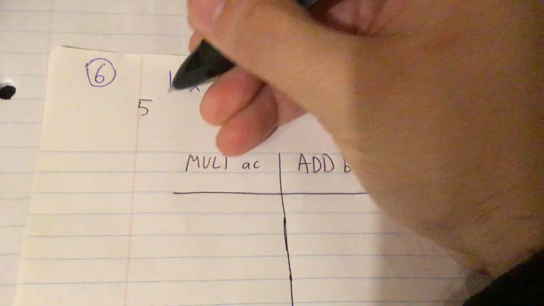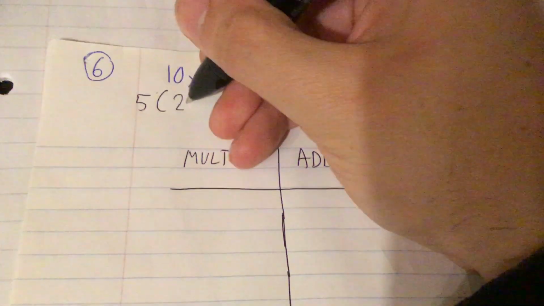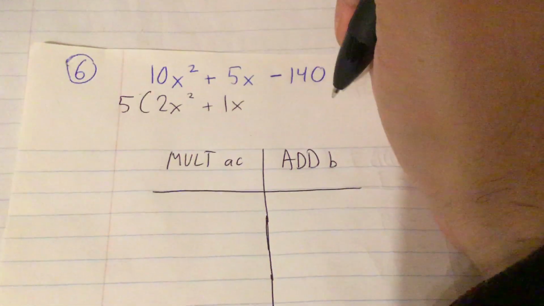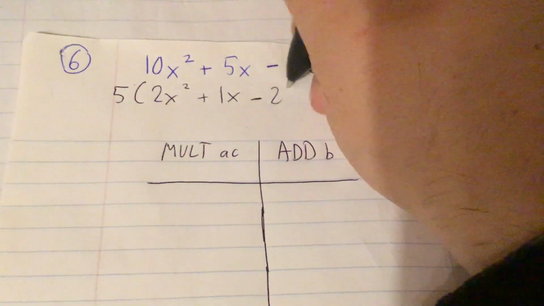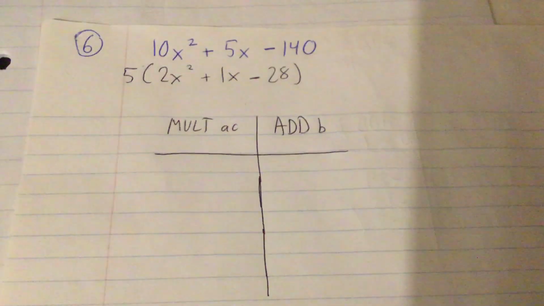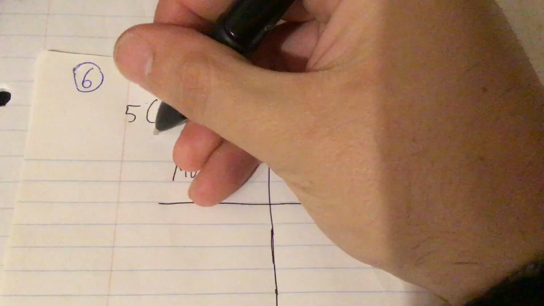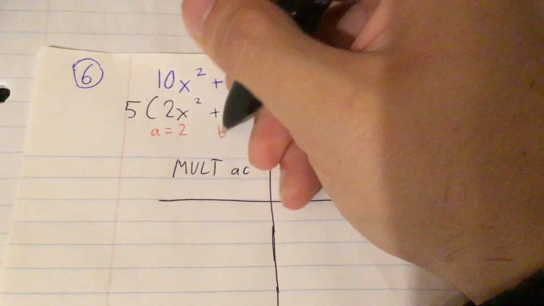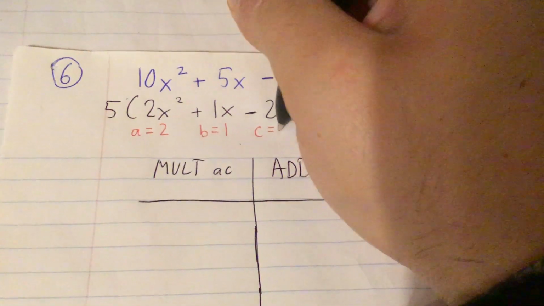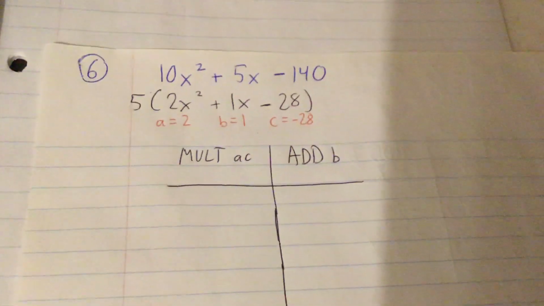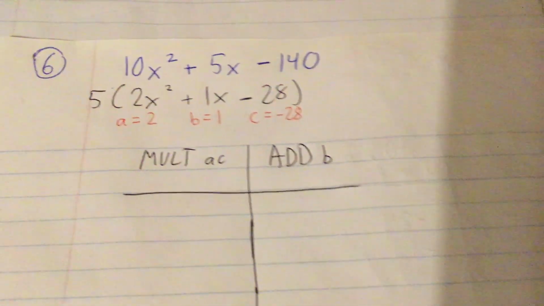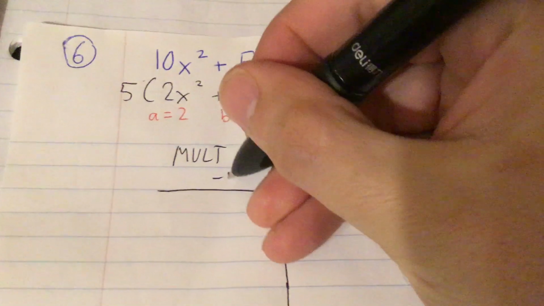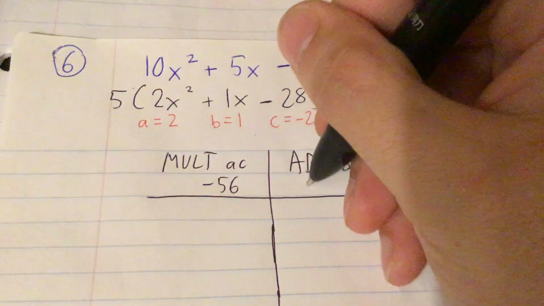So now I've got 5 times 2x squared plus 1x, and negative 140 divided by positive 5 is negative 28. So now my new ABC, easy as 1, 2, 3, don't sue me for copyright. A is 2, B is 1, and my C is negative 28. Okay, so now my AC is positive 2 times negative 28, or negative 56. And my B is positive 1.